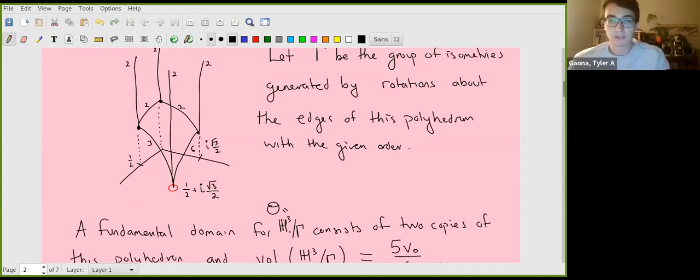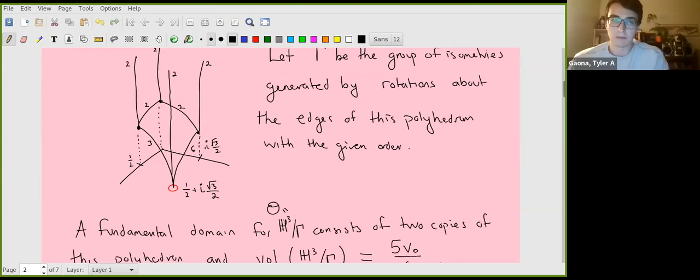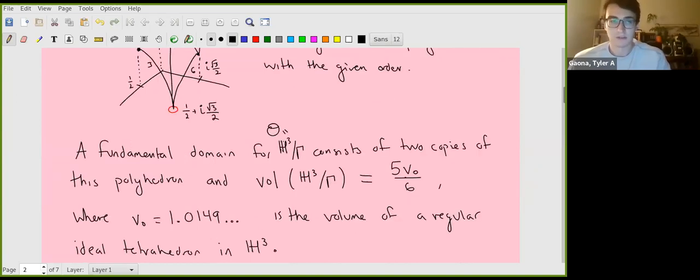And if we quotient H3 by that group, we get an orbifold, and a fundamental domain for this orbifold is two copies of this pyramid, it and one of its images under one of the rotations. And you can compute its volume is 5/6 times the volume of a regular ideal tetrahedron in H3.